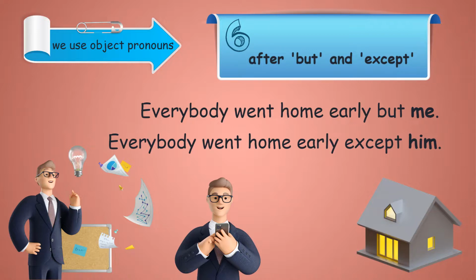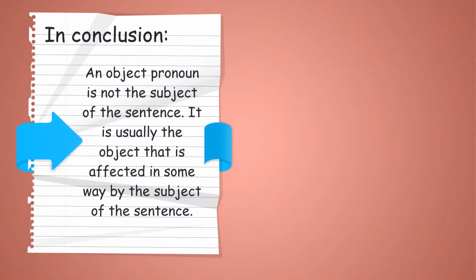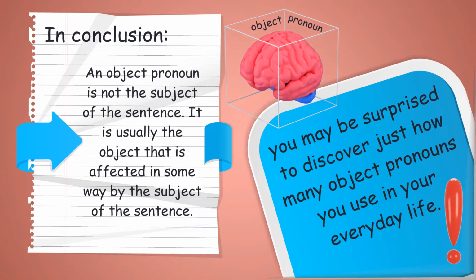In conclusion, an object pronoun is not the subject of the sentence. It is usually the object that is affected in some way by the subject of the sentence. It might be tricky to get a handle on this definition, but you may be surprised to discover just how many object pronouns you use in your everyday life. We covered all the important points.